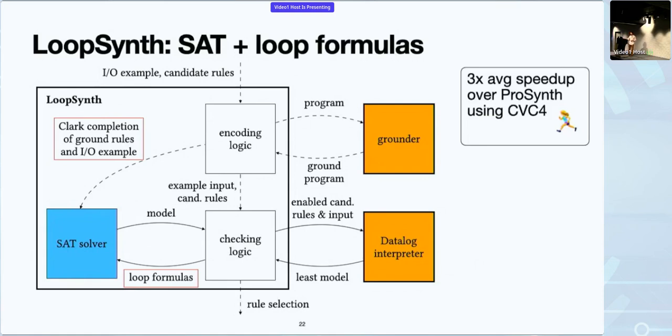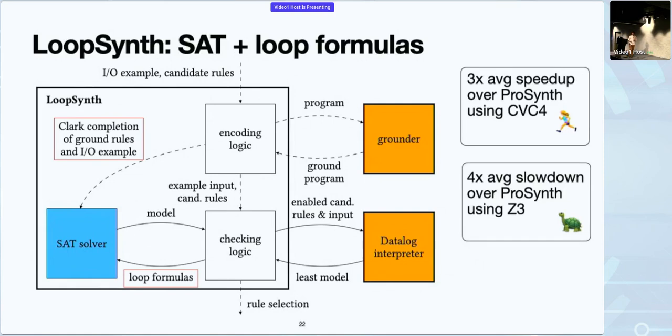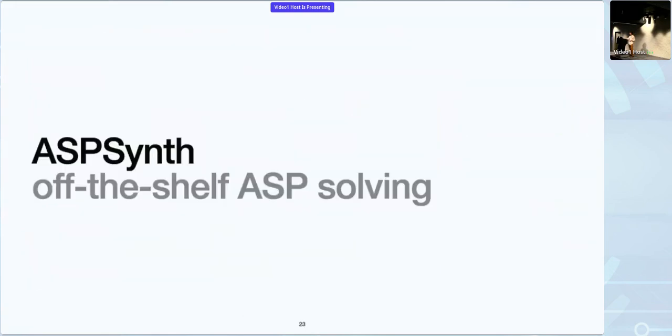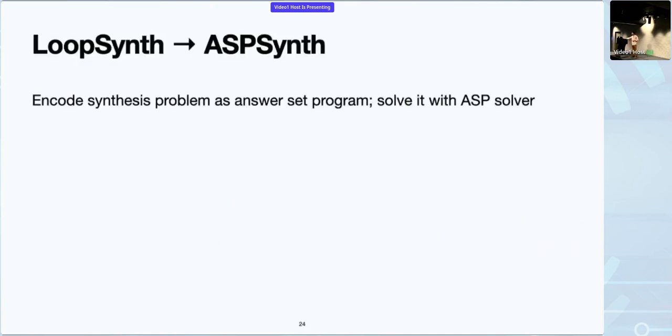So this achieves some speed up in the case of using CBC4, but it's actually a little slower in the case of using Z3 as the backend solver, which is a little sad, but it's okay because we're on the right track, I promise. Our final tool is called ASP Synth, and it uses off-the-shelf ASP solving. The basic idea here is that we want to encode our problem as an answer set program, and then we'll solve it using just an off-the-shelf solver.